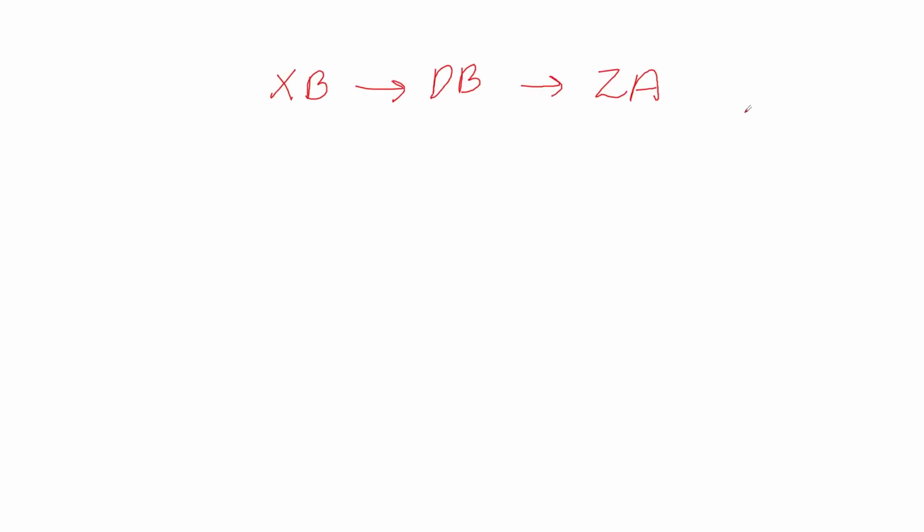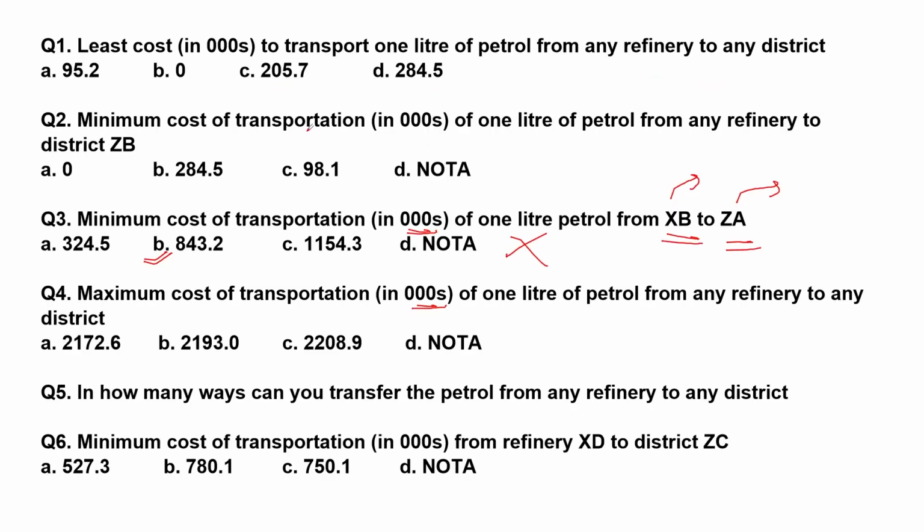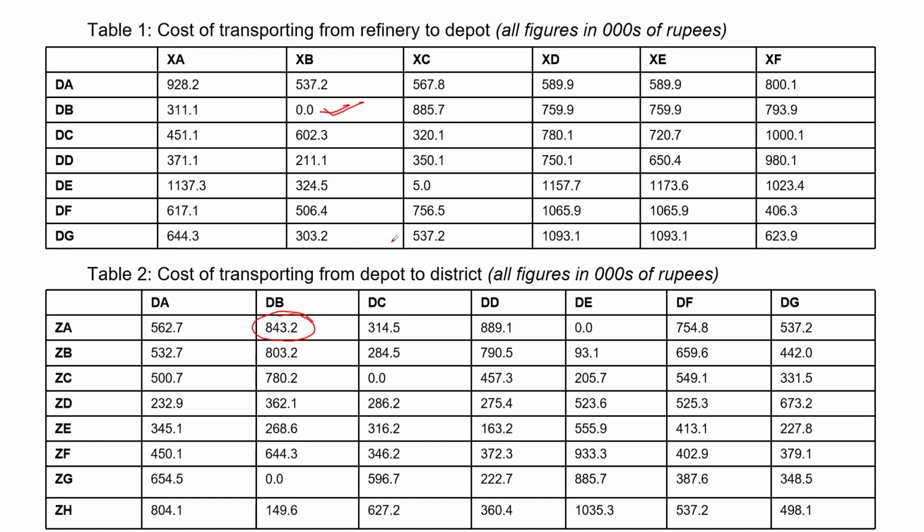Because I took this order in starting from refinery to depot to district. Let me check for the reverse ones. Let us first go from destination, then to depot, and then to refinery. Maybe I get another way which is more cost efficient than this one. Let's check for this. Okay, so the destination is fixed, that is ZA.